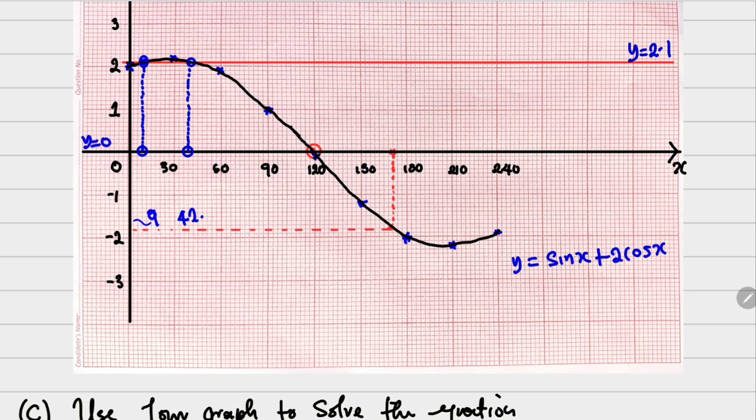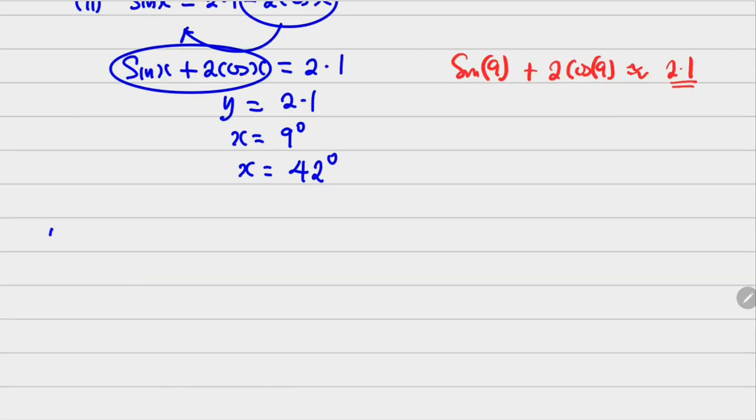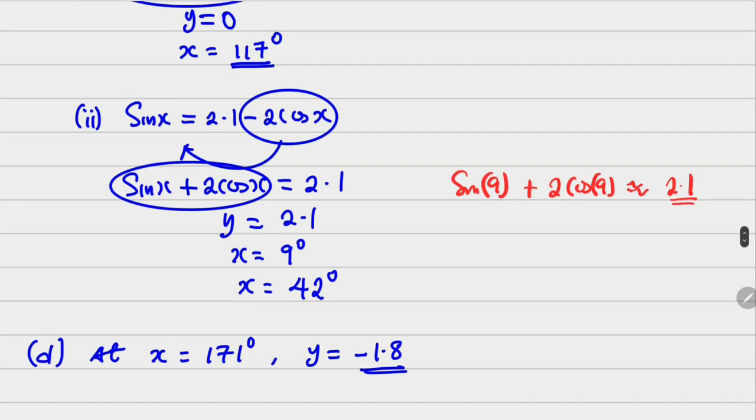So this is what it is. It means that it touched the y-axis at this point, so I have to take my reading at this point. If you check, it is 2 lines before the -2 mark, and if it is that, then it's going to be minus 1.8. So I'll come down to this place and write that at point D, x equals 171 degrees, the value of my y is going to be minus 1.8. So that is how we work out this question.